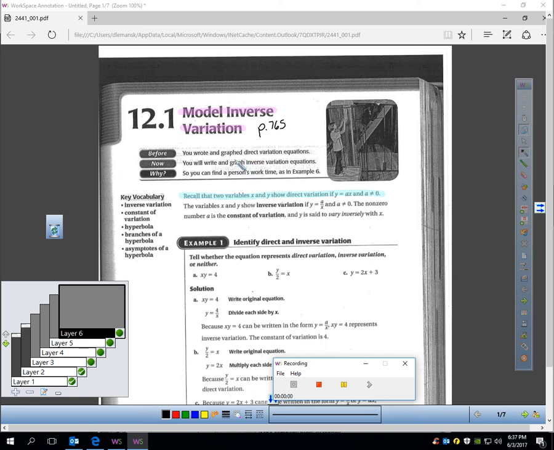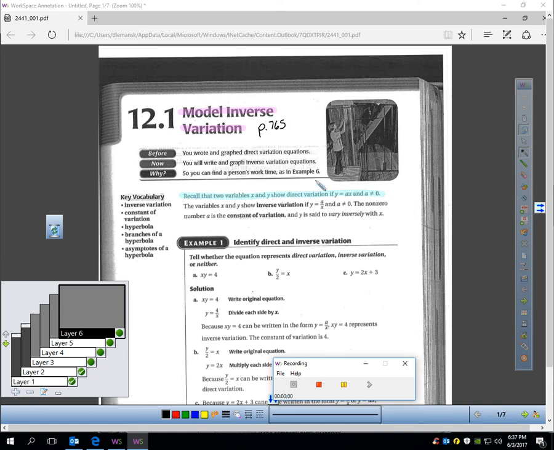This is lesson 12.1, model inverse variation. You should be on page 765. Recall that two variables x and y show direct variation if y equals ax and x is not equal to 0.